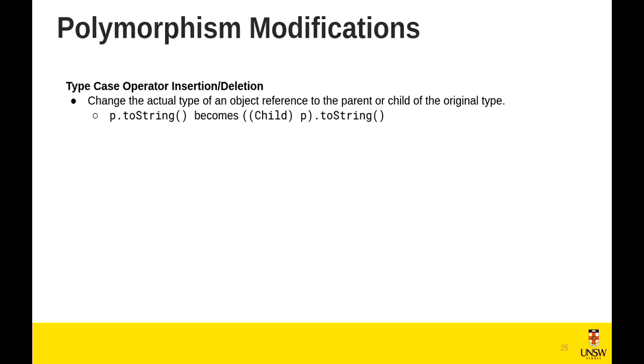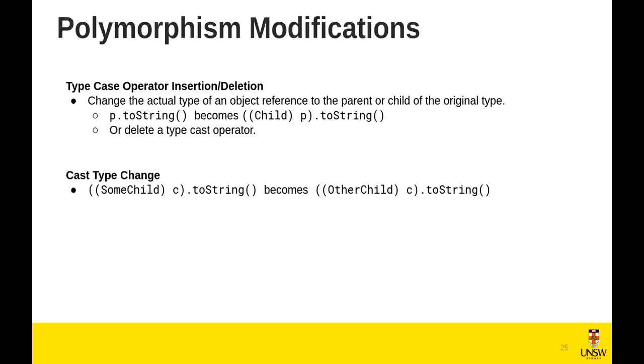So for example, instead of calling maybe a cat to string, we can cast the cat back into animal and then call the method. Or we can delete casting, since there are some castings already in the original target program. We can also try to delete these cast operators. And we can also try to change the casted type.